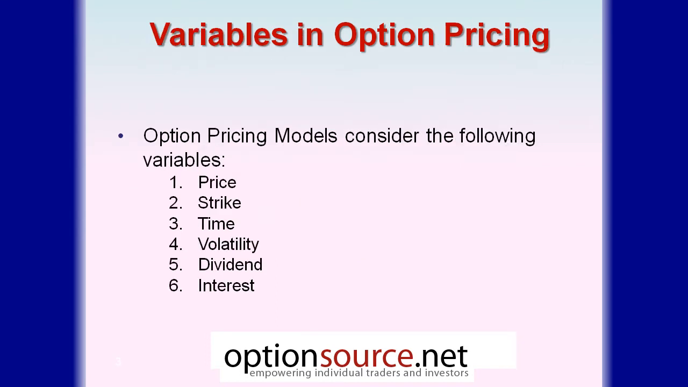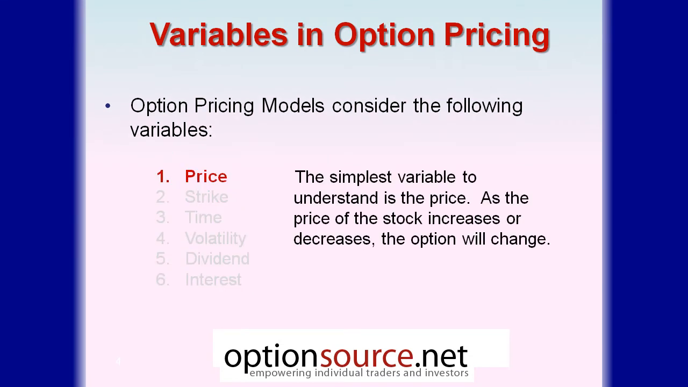So what makes up the price? There are several variables that influence the price of an option. Those variables are the price of the underlying, the strike price, the time until expiration, the volatility of the underlying, any dividends outstanding, and the current risk-free rate of interest. Let's take a closer look at the first pricing variable, the price of the underlying. This is the simplest variable to understand, as most investors can easily visualize the relationship. As the price of the stock increases or decreases, the option's price will change correspondingly.